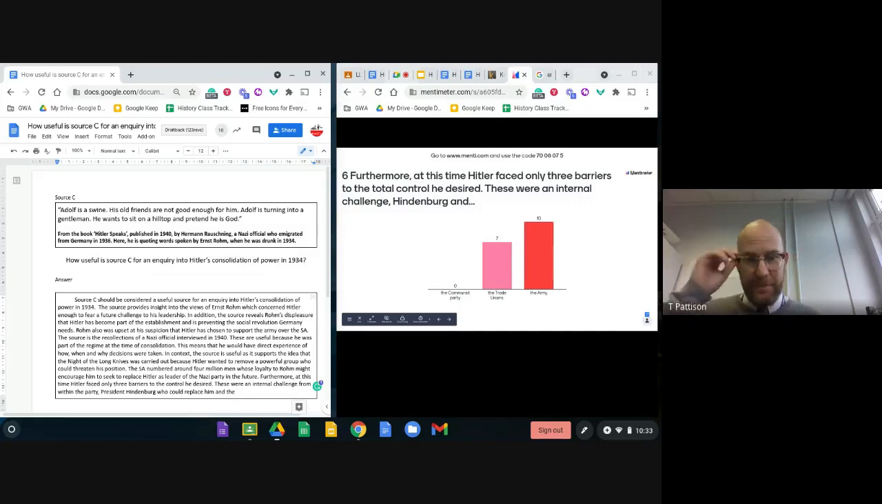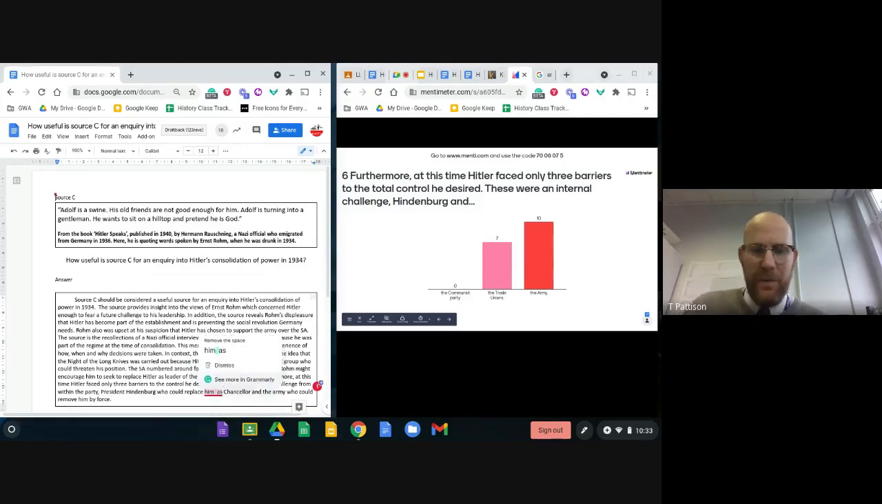It is the army. So we can write, these were an internal challenge from within the party, President Hindenburg, who could replace him as chancellor, and the army, who could remove him by force. Okay? Which just leaves the final thing that we need to do, which is our judgment on usefulness.